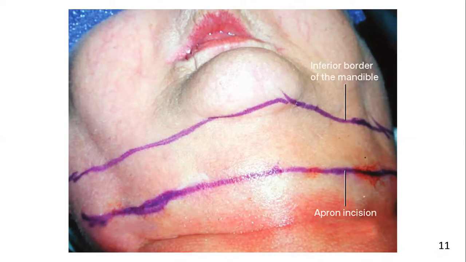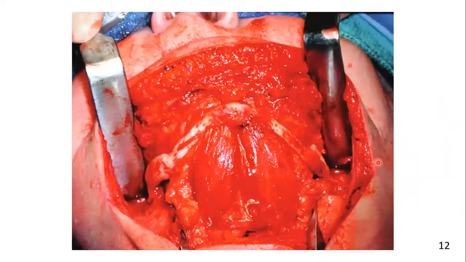The inferior border of the mandible is marked along the planned skin incisions. These larger incisions are sometimes referred to as apron incisions. Clinical image of an exposed edentulous atrophic fractured mandible.